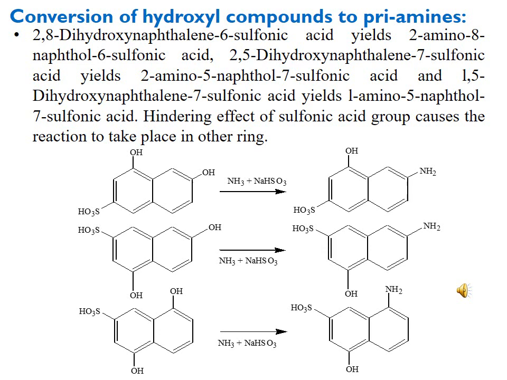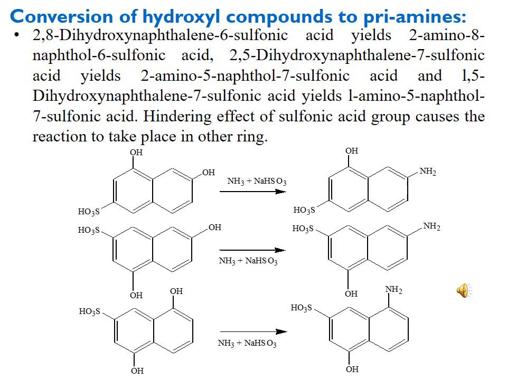One important point was noted in this conversion of hydroxyl compounds to primary amines: for the substituted naphthyl alcohol, that is the naphthalene containing two hydroxy groups at different positions and also a substituent like sulfonic acid, the reaction also proceeded, but in a different way. It preferably formed the product with one hydroxy group out of two, and that one hydroxy group is the one which is not adjacent to the sulfonic acid group.